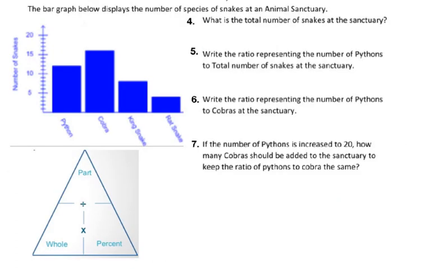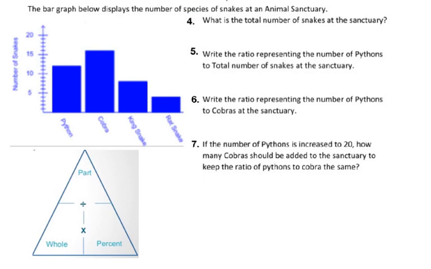All right, cool. What about the bar graph? Look at question 4. This says the bar graph below displays the number of species of snakes at an animal sanctuary. Okay, cool. We're going to look at question 4, the first one. What is the total number of snakes at the sanctuary? Oh, okay. Well, I don't know. We have to figure this out. First, what we need is the total number of snakes.